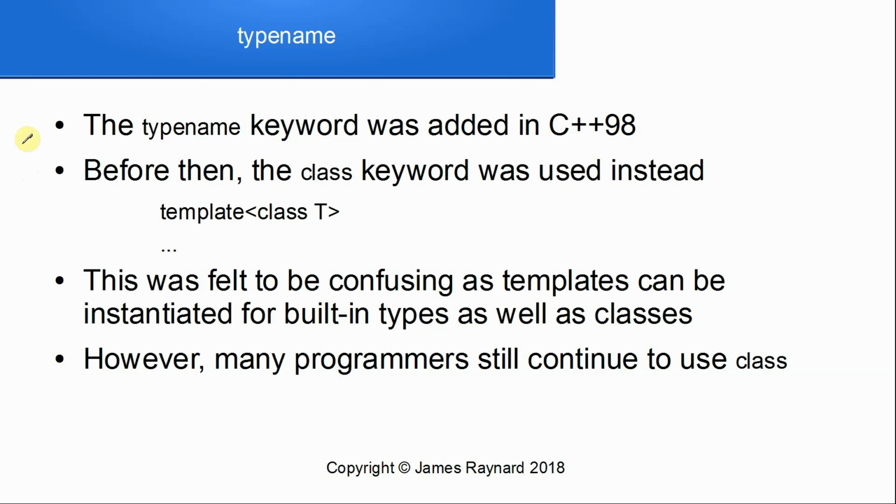The typename keyword was added in C++98. The reason for adding it is that if you have class T in the template declaration, people sometimes thought you could only use it if T is a class, or if the template is a class template. I'm not sure if that was really true, but anyway, they thought it would be useful, so there you are. You have two different ways of doing it. Typename is probably the best way to do it, but you can still use class if you want to, and many programmers still do.